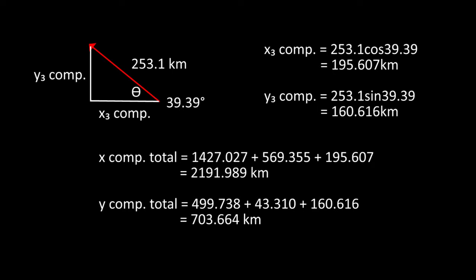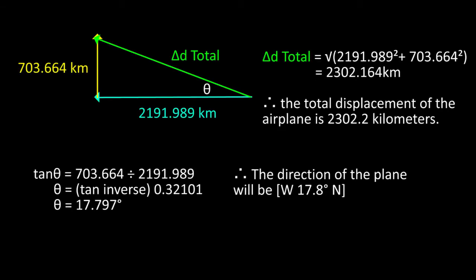For our total y component, we have 499.738 plus 43.31 plus 160.616, giving us a total y component of 703.664 kilometers. To find the total displacement of our airplane, we're going to use the Pythagorean theorem using our x component total and our y component total. So we have root 2,191.989 squared plus 703.664 squared, and that's going to give us a total displacement of 2,302.164 kilometers.